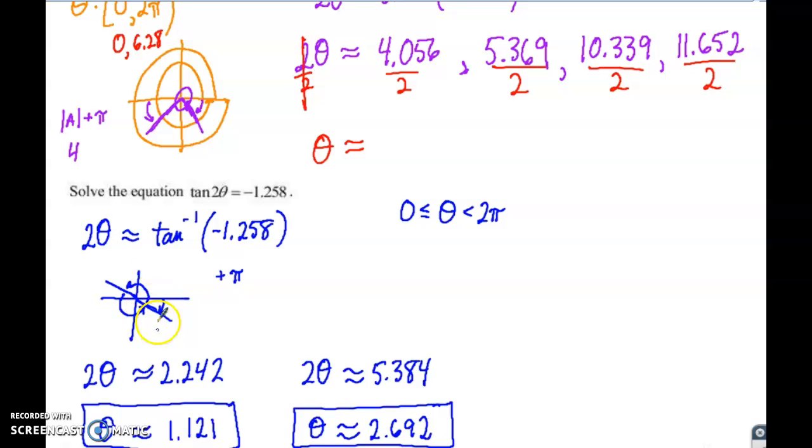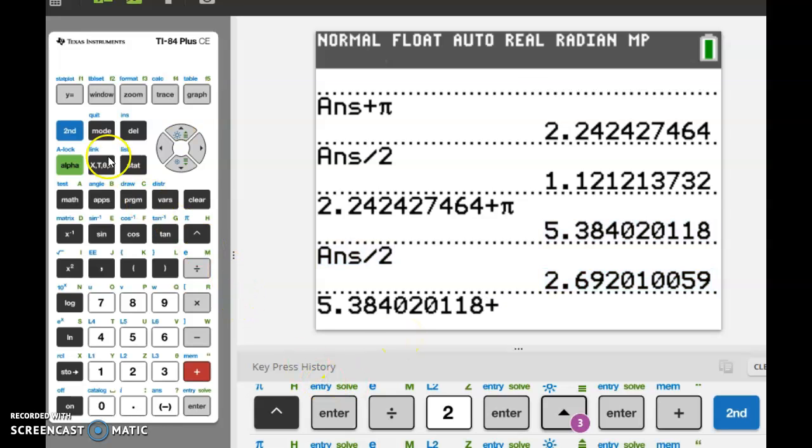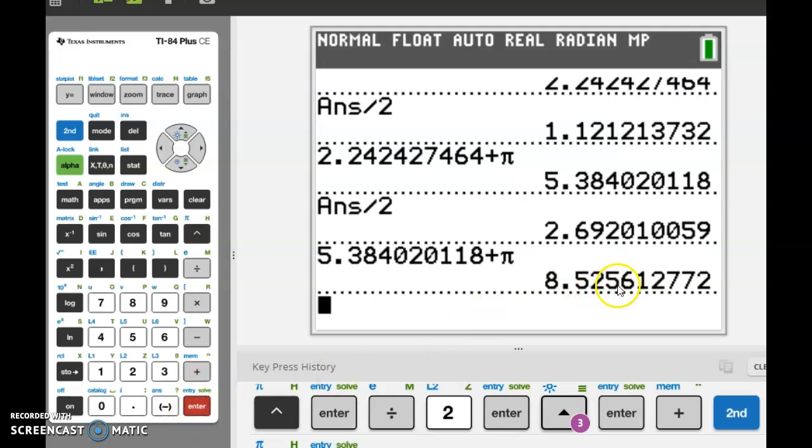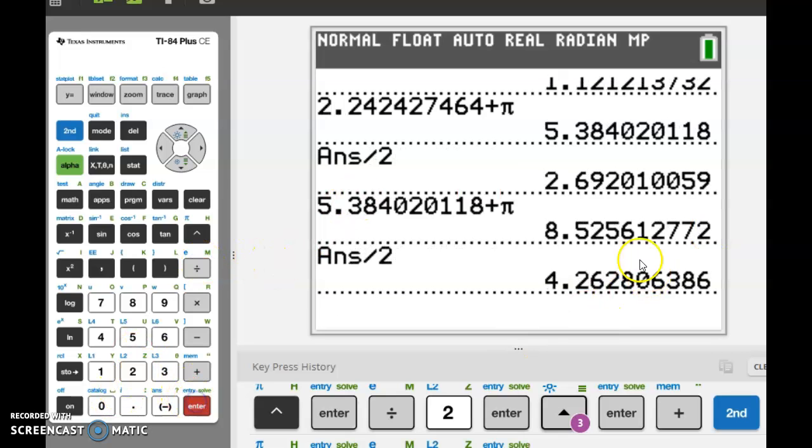But that's only doing 1 revolution. Because this number right here is 2, we need to do 2 revolutions. So I'm going to go back to that 5.384 and add another pi, another semicircle, to get 8.526. And you might still be asking yourself, why are we still doing that? Because now when I divide by 2, I'm back underneath 2 pi radians.